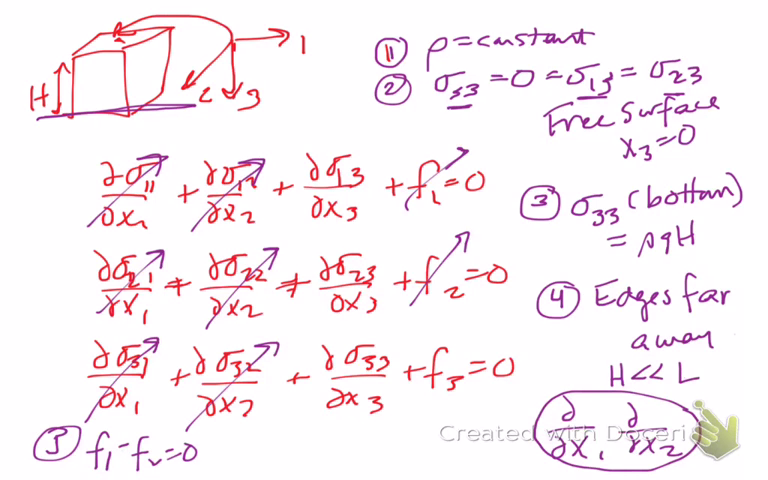So now we're down to a few equations. It's looking a little more manageable. We said here that σ3(3) at the bottom is rho g h. Is there anything we can say about these? We can put it back into our equation. We know that the partial derivative of sigma 1(3) with respect to 3 and sigma 2(3) with respect to 3 are both equal to 0 because the force there is equal to 0.